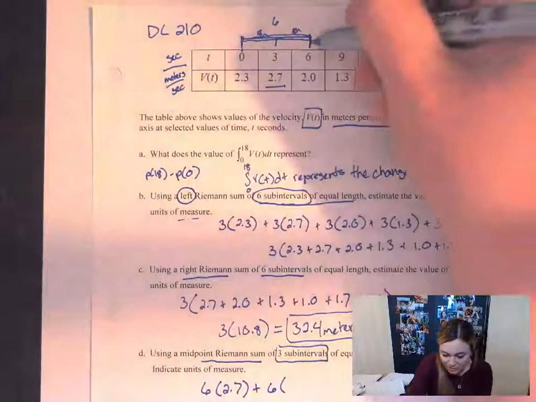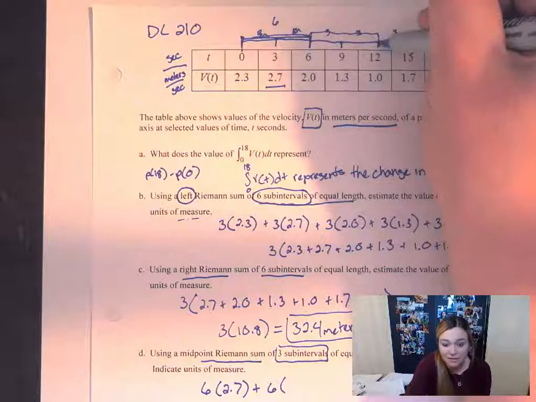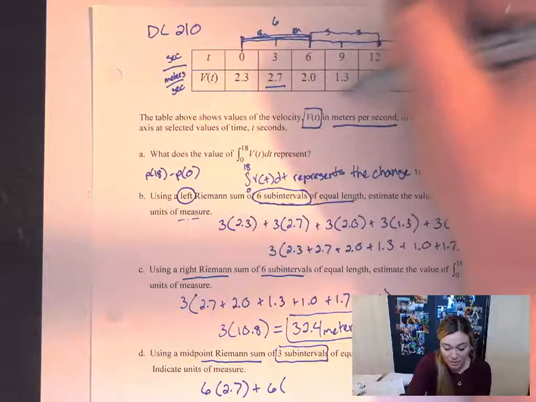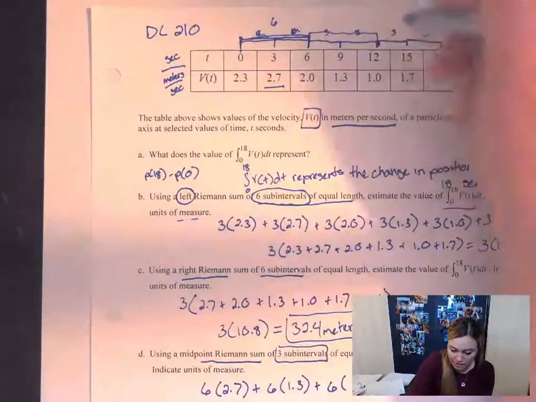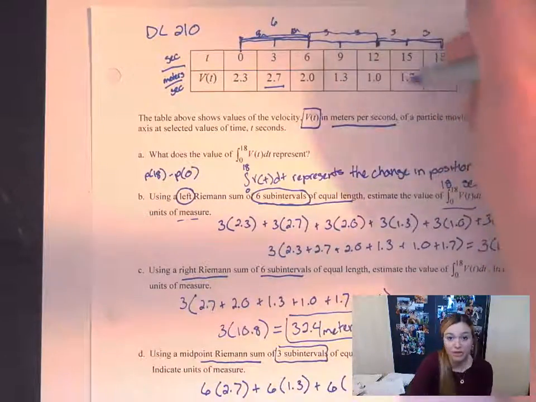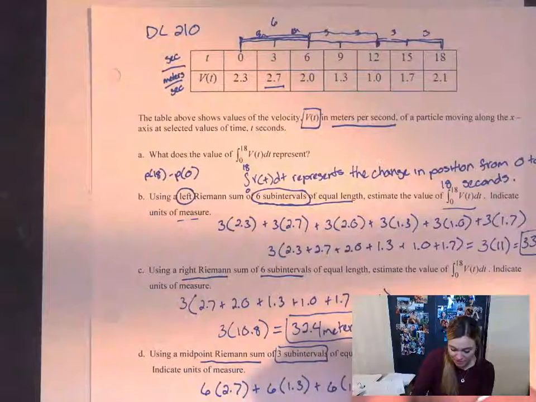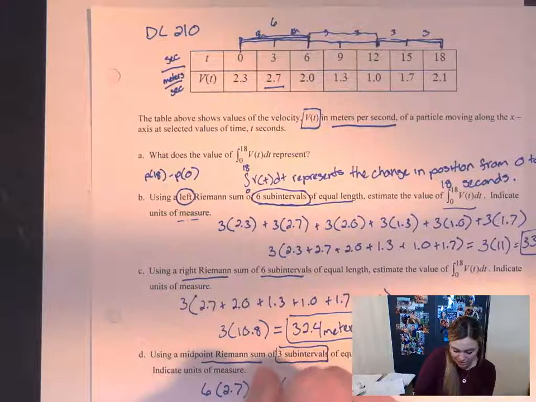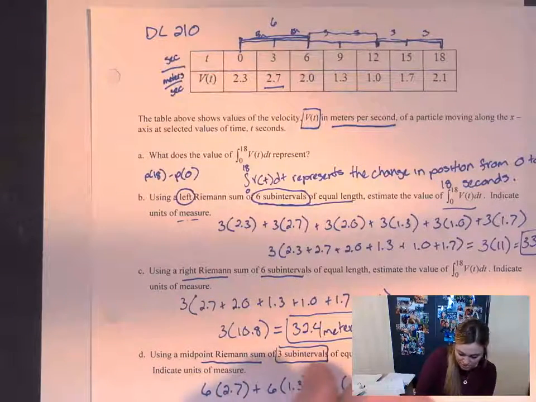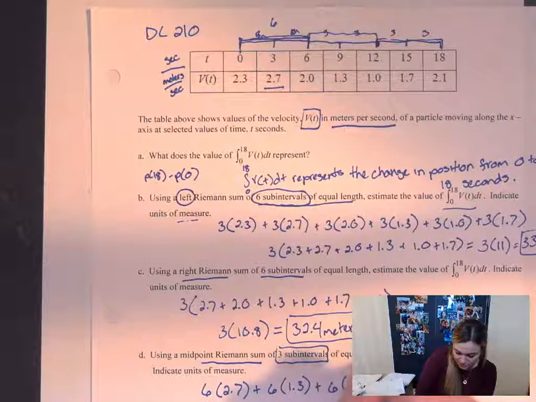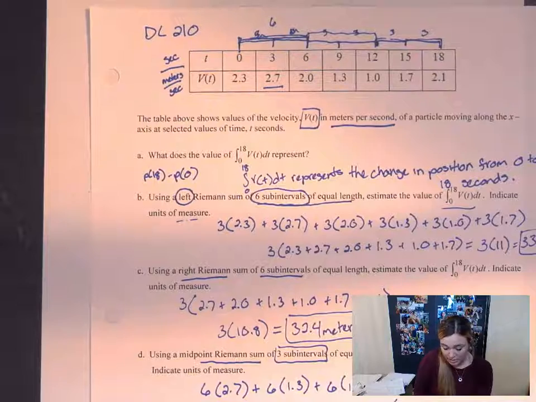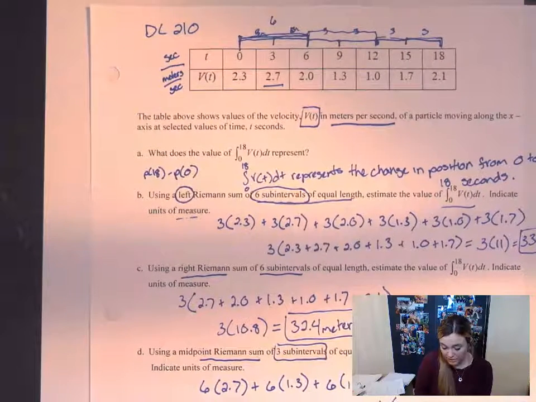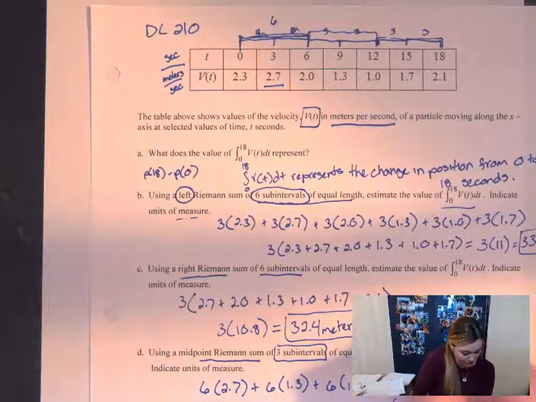Do the same thing on the next one. From here to here would be 6. My function value in the middle is 1.3. This would be 6. My function value in the middle is 1.7. And again, you can factor out a 6. This would be 3, 4. Add these together, 5.7.